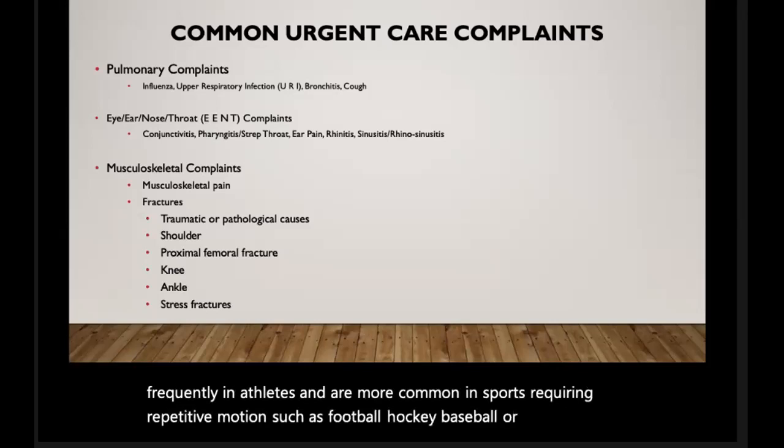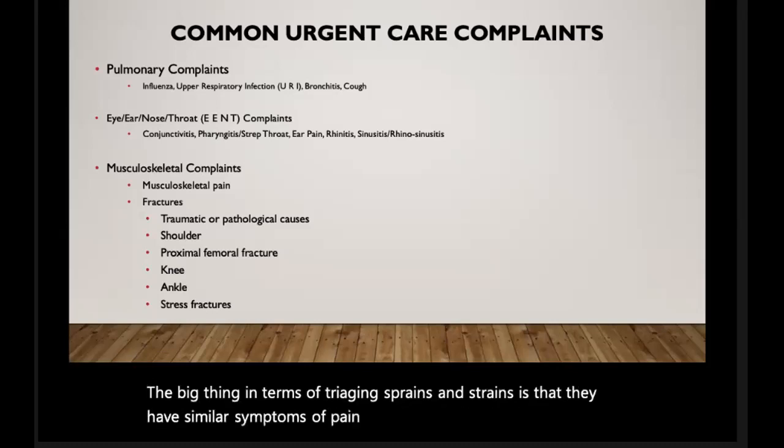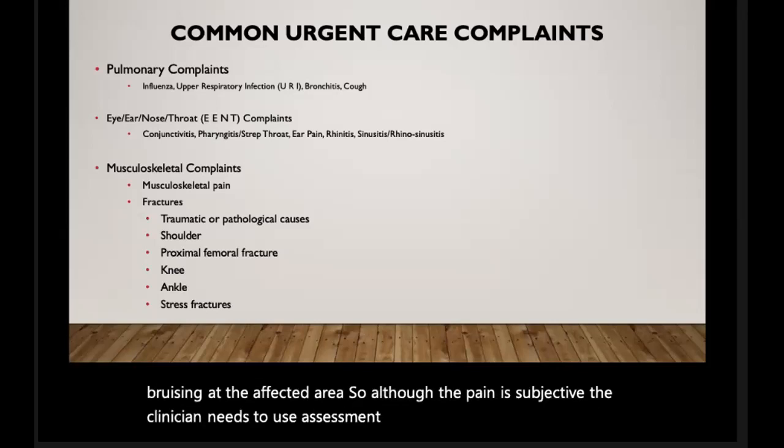The big thing in terms of triaging sprains and strains is that they have similar symptoms of pain and inflammation with possible bruising at the affected area. So although the pain is subjective, the clinician needs to use assessment techniques to really confirm the diagnosis.